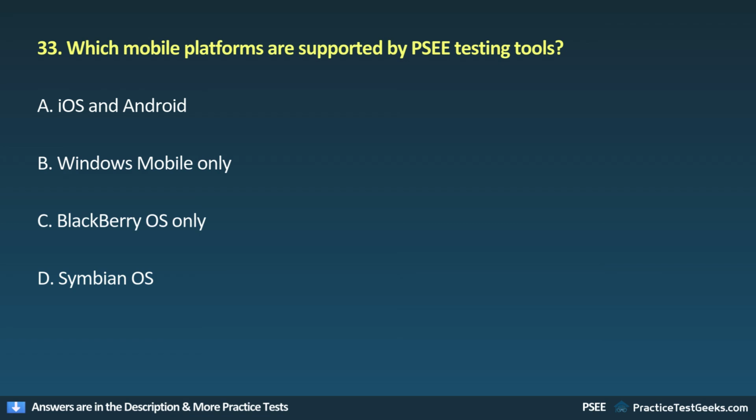33. Which mobile platforms are supported by PSEE testing tools? A. iOS and Android. B. Windows Mobile only. C. BlackBerry OS only. D. Symbian OS.